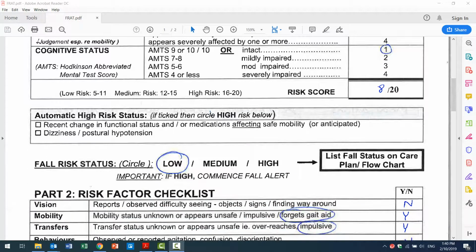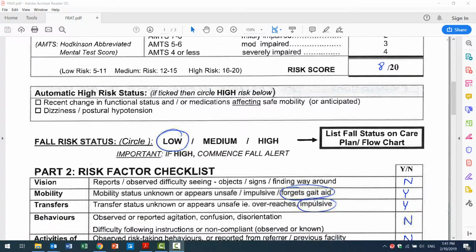So here I've just circled that they are a low falls risk. If they are a high risk, we're supposed to commence falls alert. Now that's going to vary depending on facility. Sometimes it entails putting a special wristband on a patient that's a certain color to notify staff that they are a falls risk. Sometimes certain precautions are put in place, additional standard precautions are put in place as well for high risk falls patients. But you'd have to look at your facility policy to determine that.